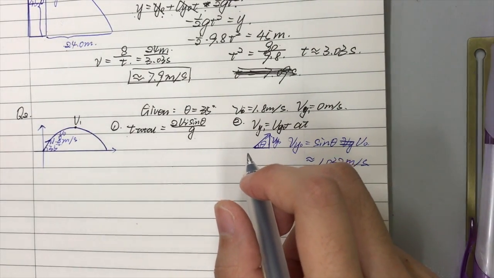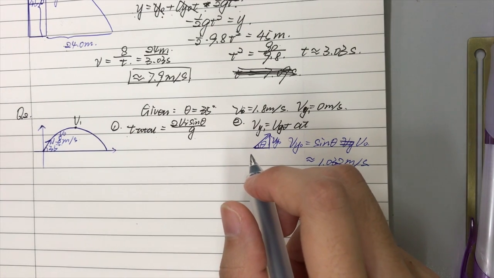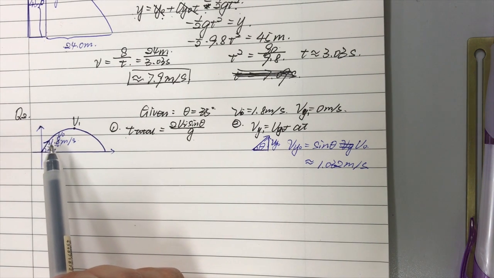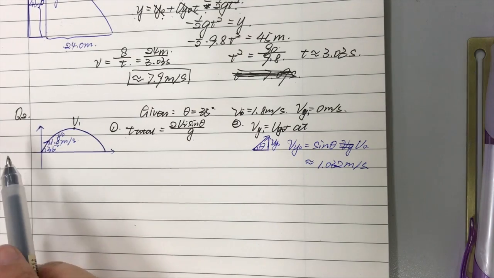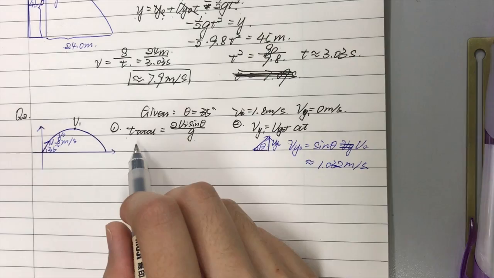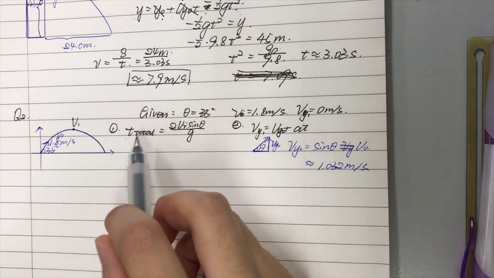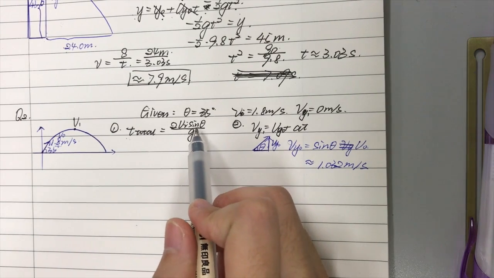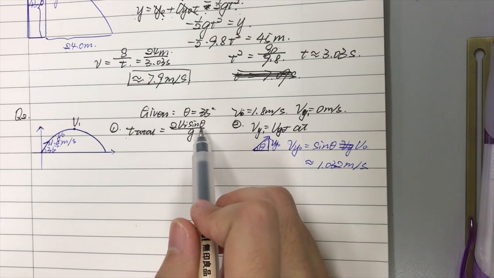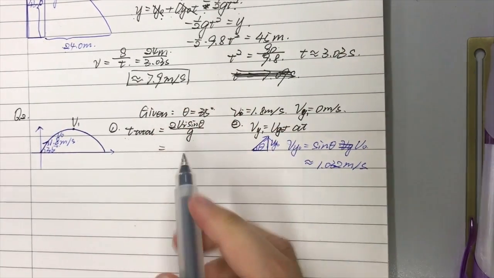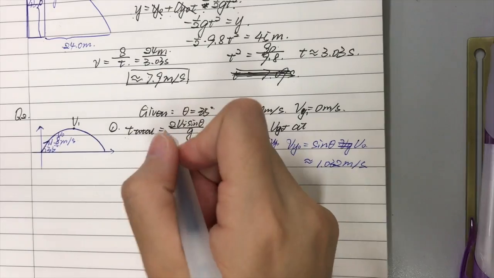And the second question for projectile motion is that a football is kicked at ground level with a speed of 18 meters per second at an angle of 35 degrees to the horizontal. How much later does it hit the ground? We have two solutions here. One is that we can use the formula directly: T total equals 2 vi times sine theta over g.